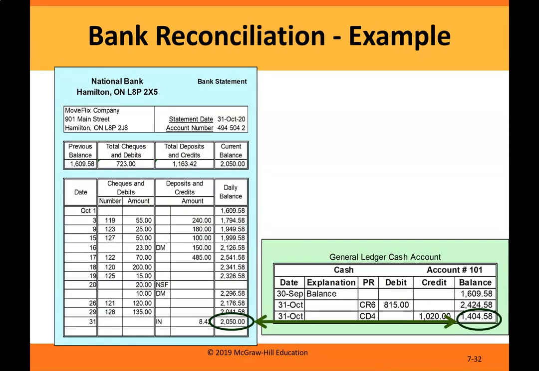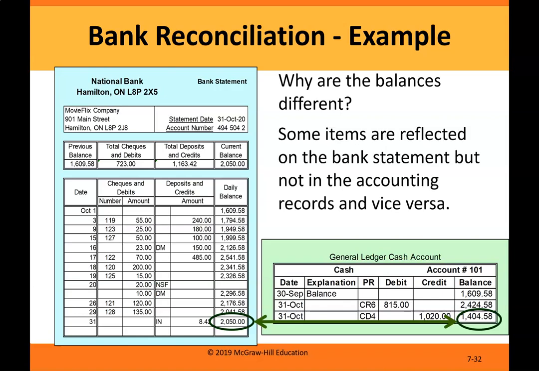Bank reconciliation example. For example, the bank statement has an ending balance of $2,050, and the general ledger cash account has an ending balance of $1,404.58. Why are they different? Some items are reflected on the bank statement but not in the accounting records, and vice versa.